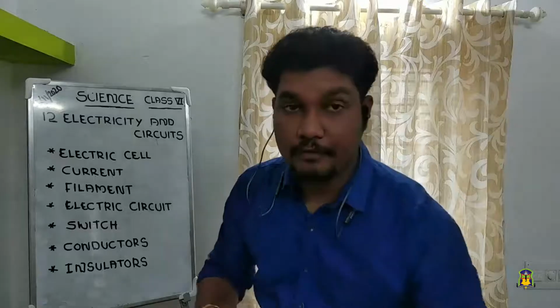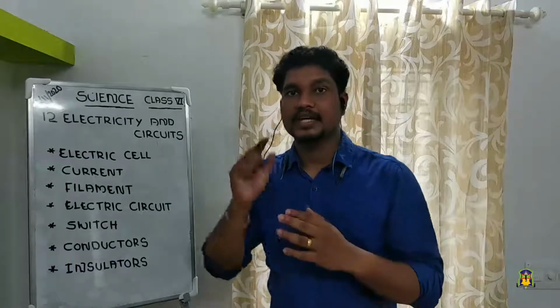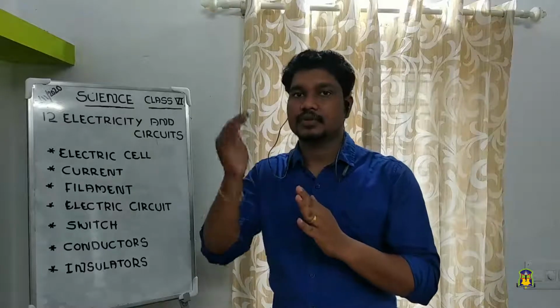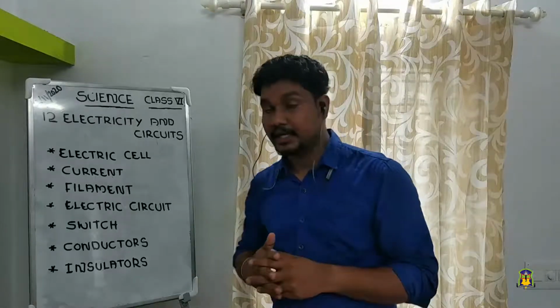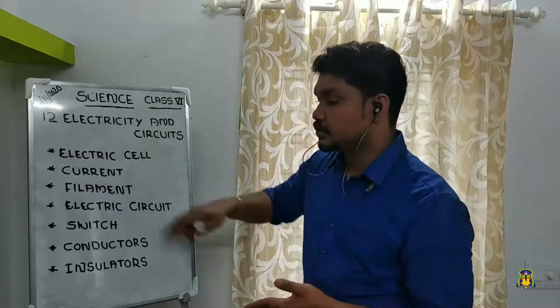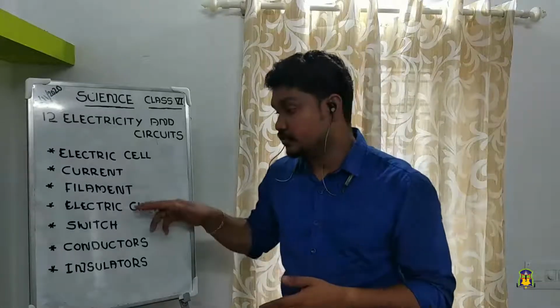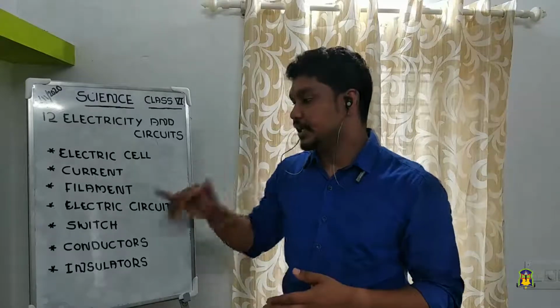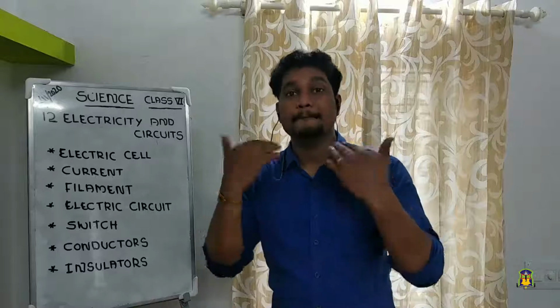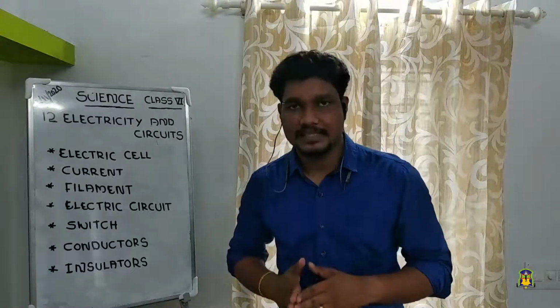That means when the switch is in the on condition, the circuit is complete and the charge will flow through it, then the bulb will glow. Clear? The open condition we will study in the higher classes. So what is the function of the switch? The switch will either break or connect the circuit.